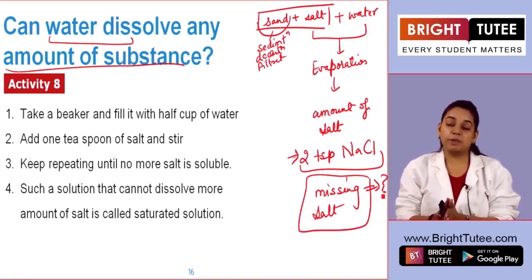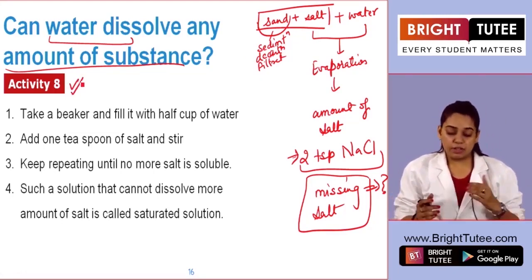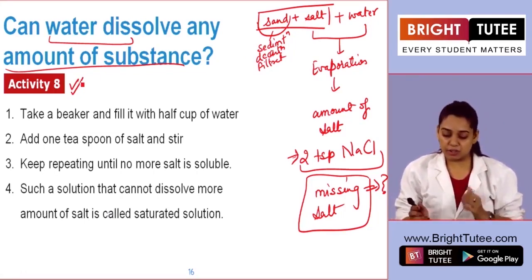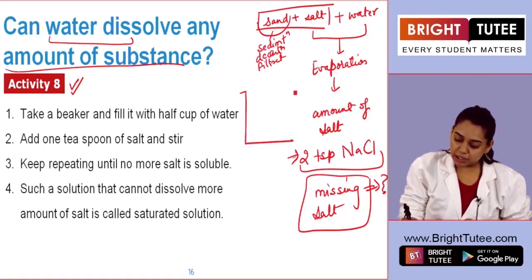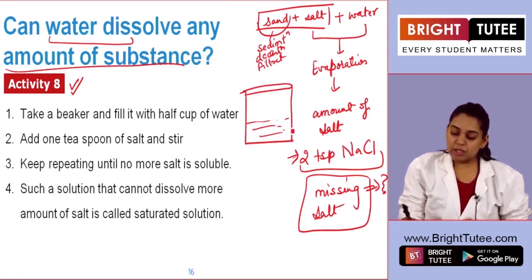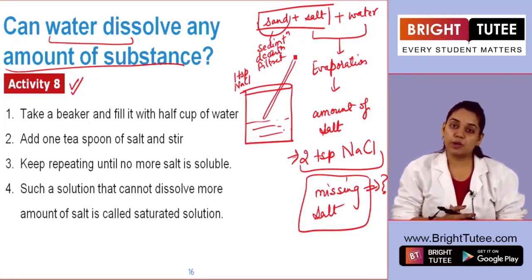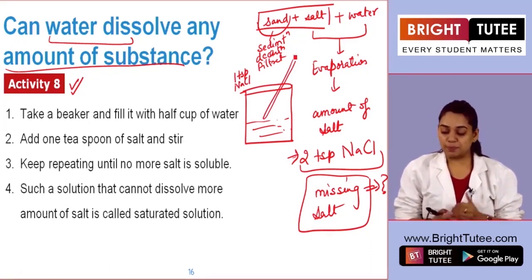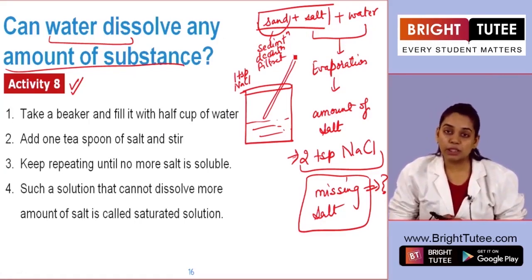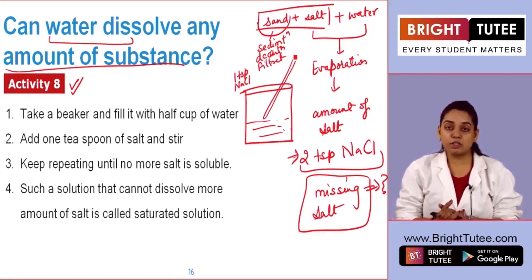We will try to explain this to our friend Paheli using activity number 8. So let us move ahead with this activity. In this activity, we will take a beaker, and in this beaker we will take half a cup of water. We will add 1 teaspoon of salt and give it a quick stir using a glass rod, and you will observe that this 1 teaspoon of salt is completely dissolved in water. Now we will take 1 more teaspoon of salt and try to dissolve it in water, and we will observe that this salt has also been dissolved into it.